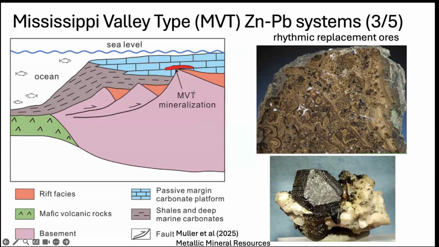So again, we need faults to transmit our fluids, but we're forming our MVTs primarily within the carbonate rocks. And here are some pictures of what you can get: coliform textures of sphalerite, or there's a very large crystal of sphalerite down in the lower one.